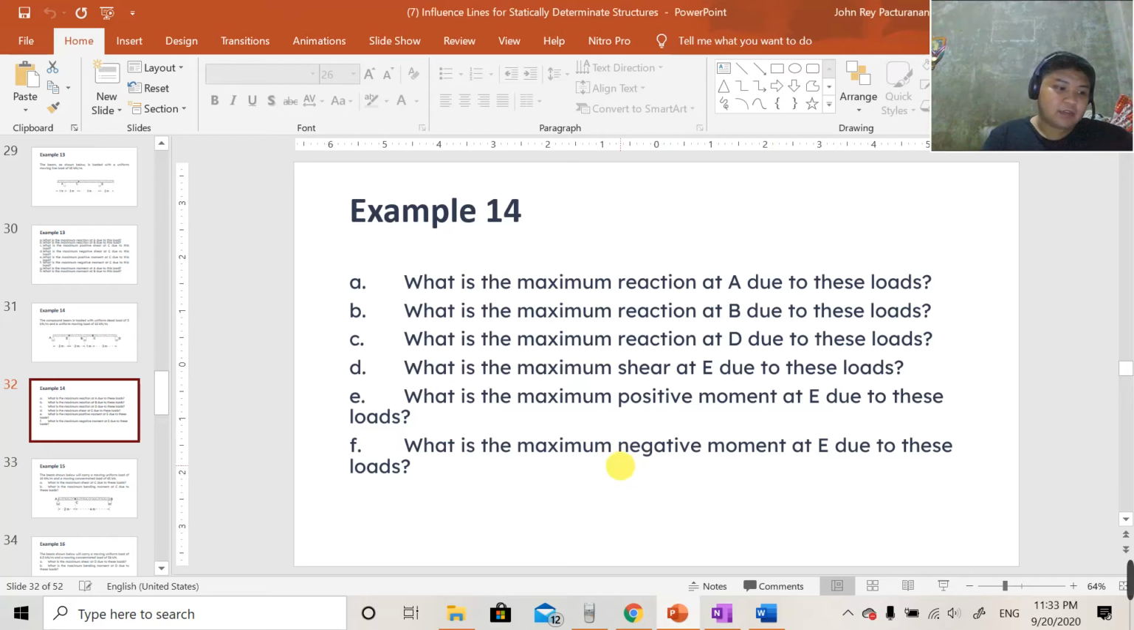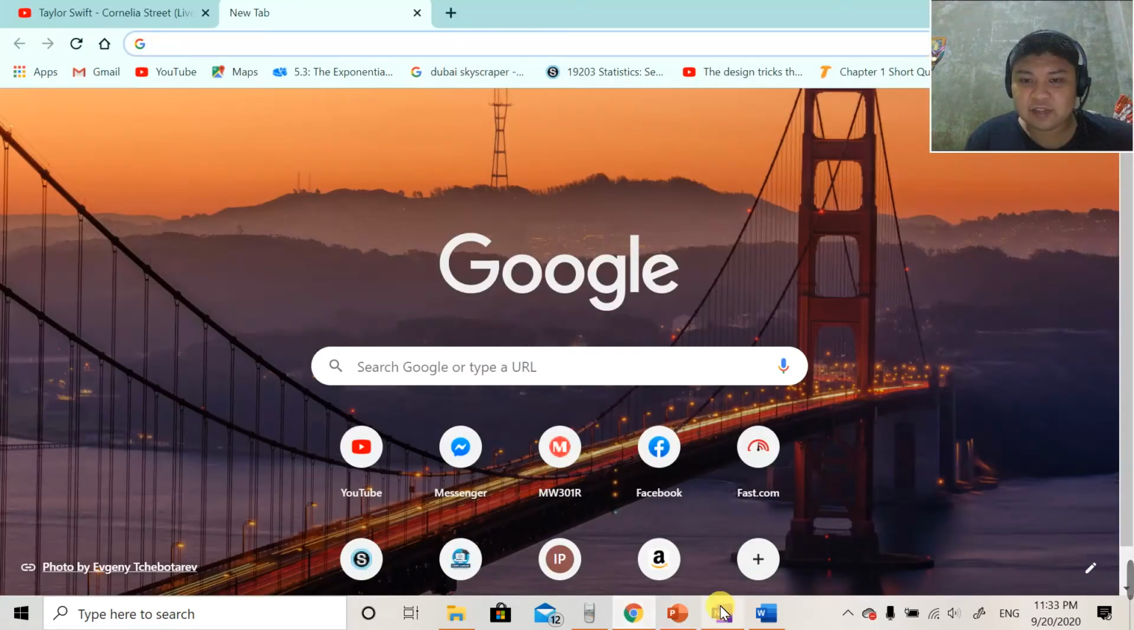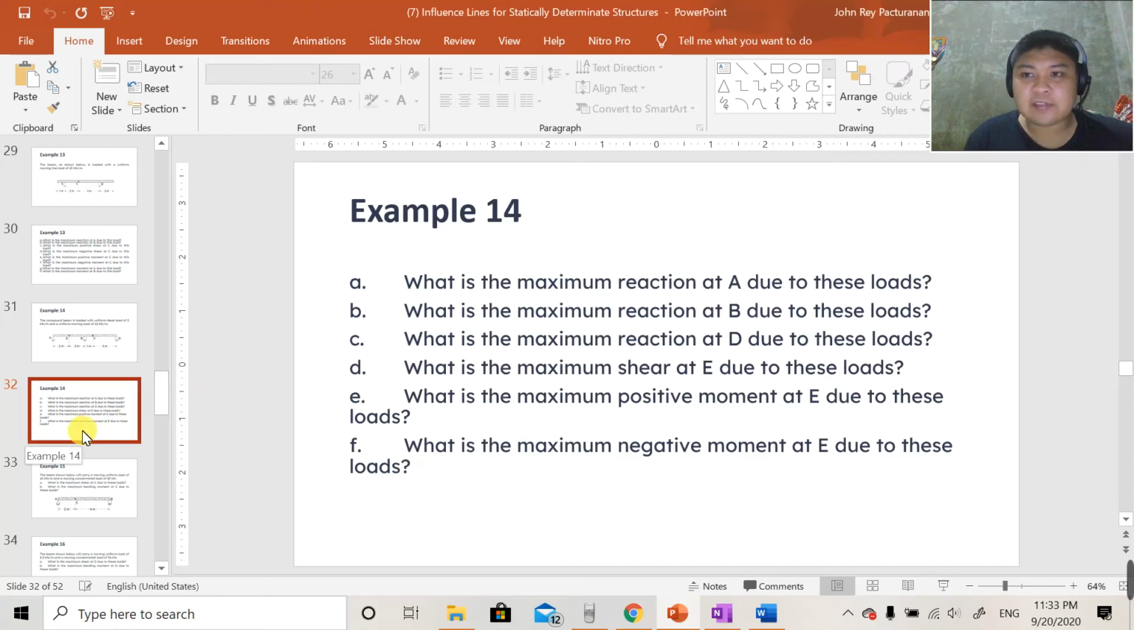So di ba nga, for as long as step by step ito, for as long as naintindihan mo kung paano ma-sketch yung influence line using Euler-Breslau's principle, and for as long as alam mo na kung paano maglagay ng mga points doon sa na-sketch mong influence line, yung application is napakadali na lang naman. So I hope nga dito sa lesson na to ay may natutunan kayo. And if you want nga to master this topic, wag kang mag-alala, I prepare another set of examples dito.